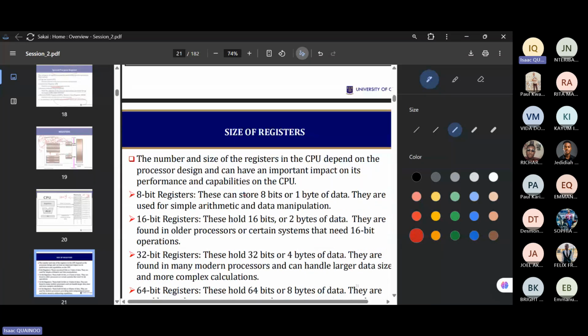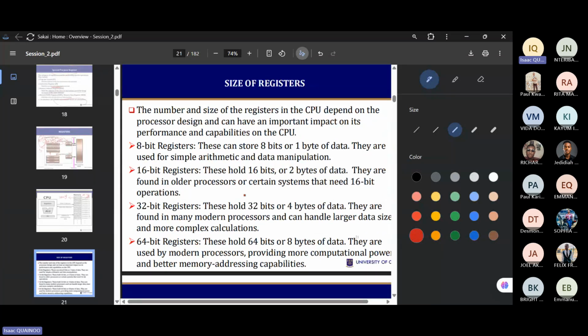So let us look at the size of registers. The number and size of the registers in the CPU depends on the processor design. So it depends on how the processor was designed and can have an important impact on the performance and the capabilities of the CPU. The size of the register is very important, and how fast or slow the CPU will run is also dependent on the size of the registers.